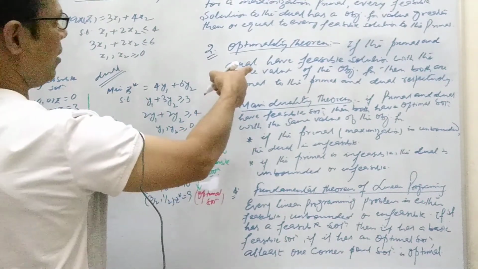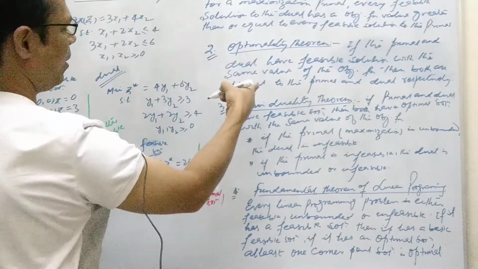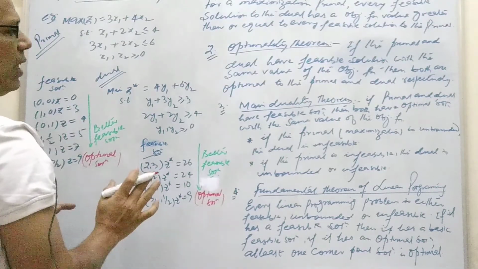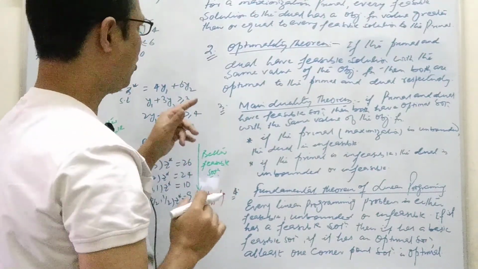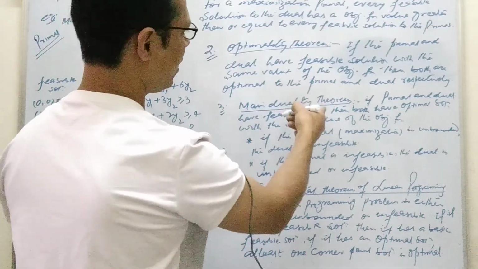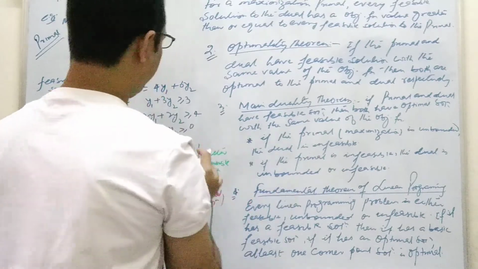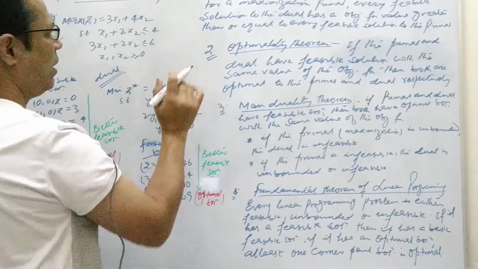If you look at the weak duality theorem and the optimality theorem, almost all the words are common. So these are almost the same theorem. Now the main duality theorem also says some points drawn from these two concepts.